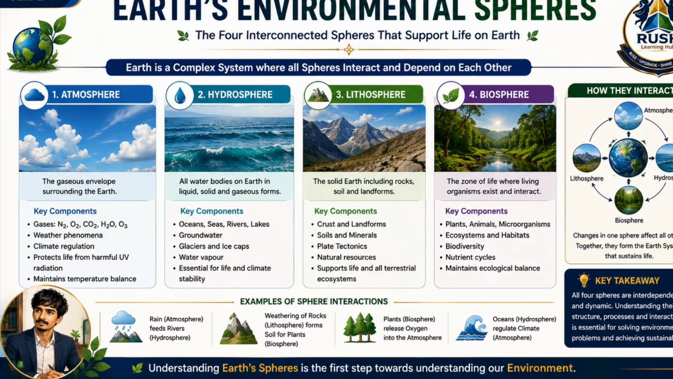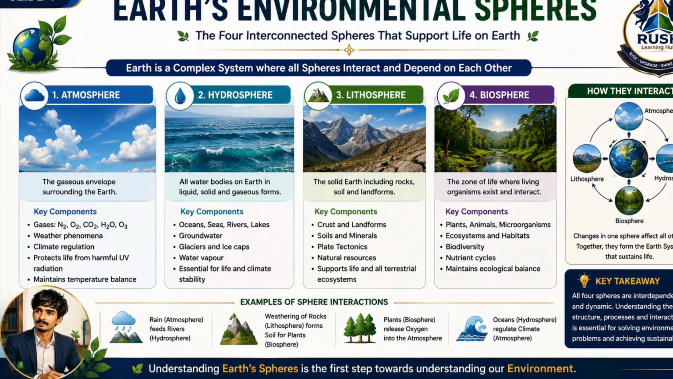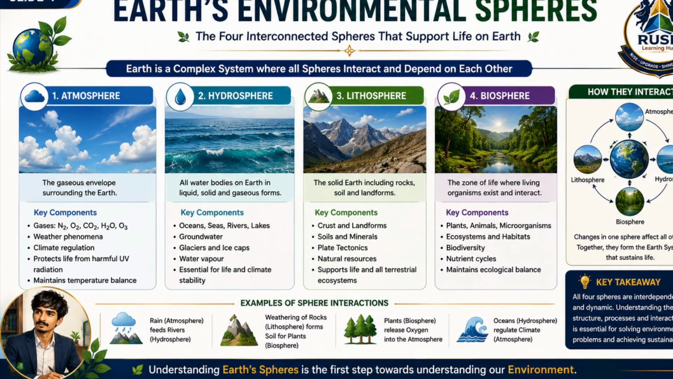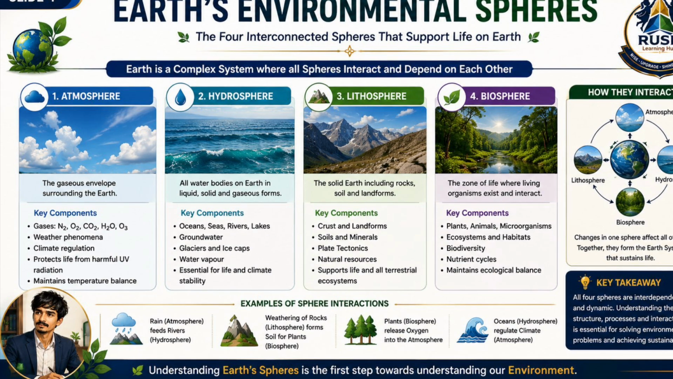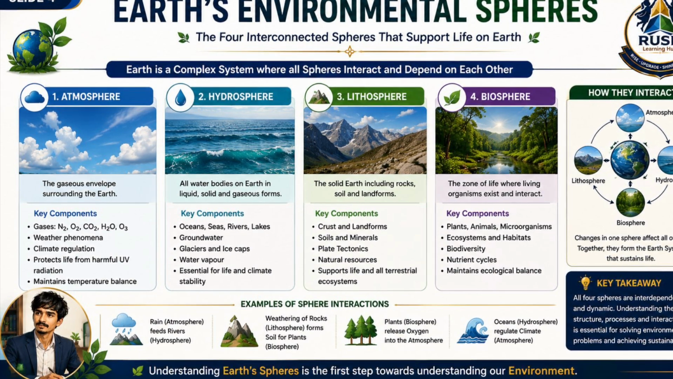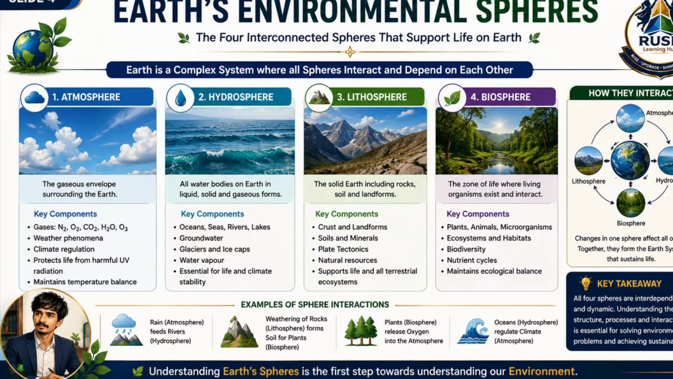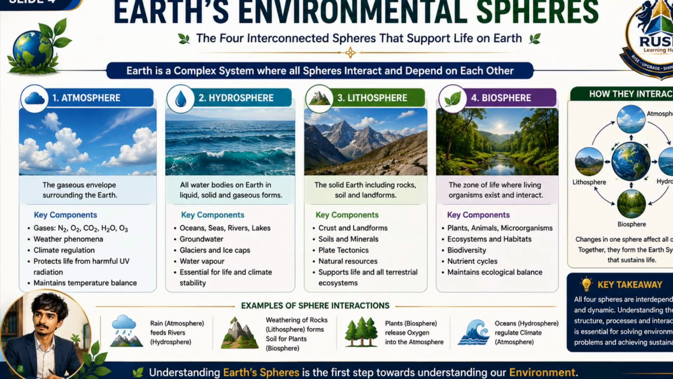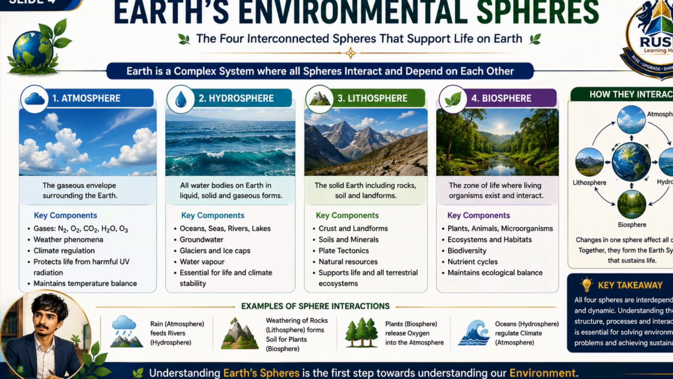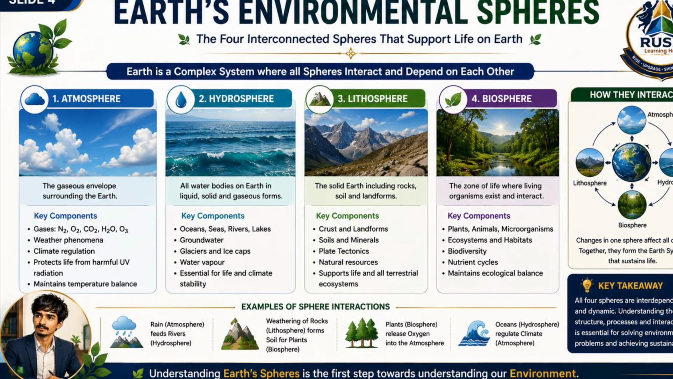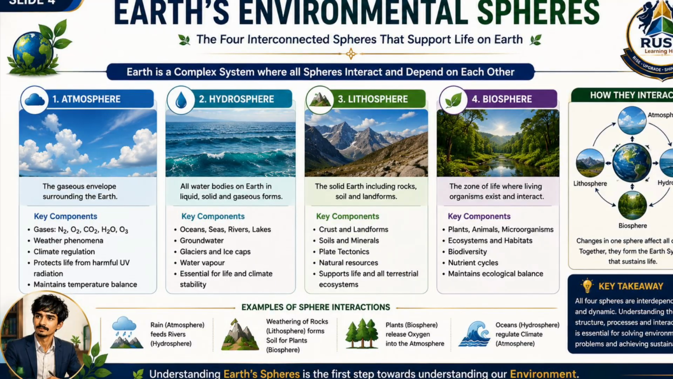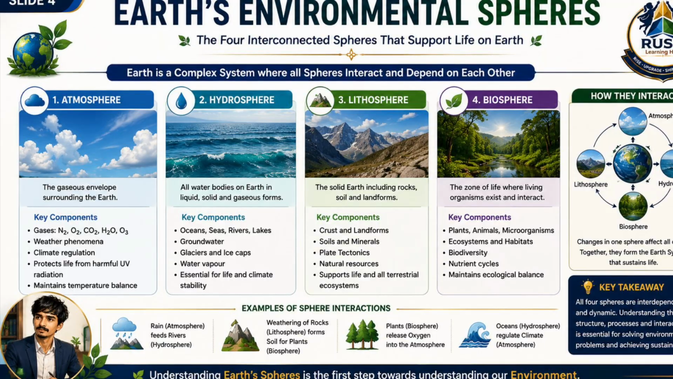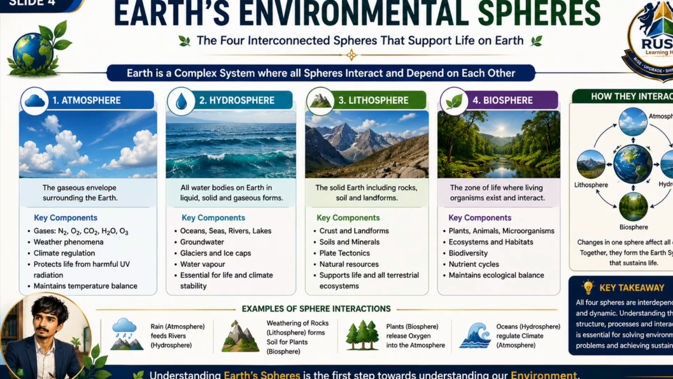An important examination fact is that approximately 97% of Earth's water is saline water found in oceans, while only about 3% is fresh water. A large portion of fresh water is locked in glaciers and ice caps. The movement of water through evaporation, condensation, precipitation, infiltration, runoff, and transpiration constitutes the hydrological cycle, which links the atmosphere, hydrosphere, lithosphere, and biosphere.